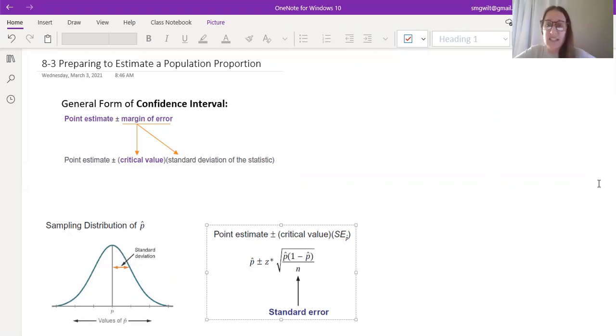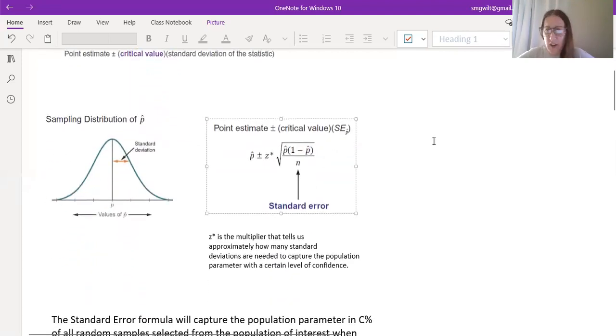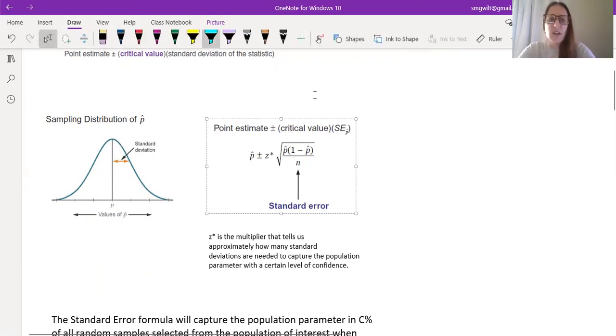Since we're working with the statistic and not the parameter, we're using what they're calling the standard error of p hat instead of the standard deviation. And so we're thinking about this as the point estimate plus or minus the critical value times the standard error of p hat, which is given by this formula here. So the standard error is this portion under the radical. So again, it's because I have p hat, not the population parameter.